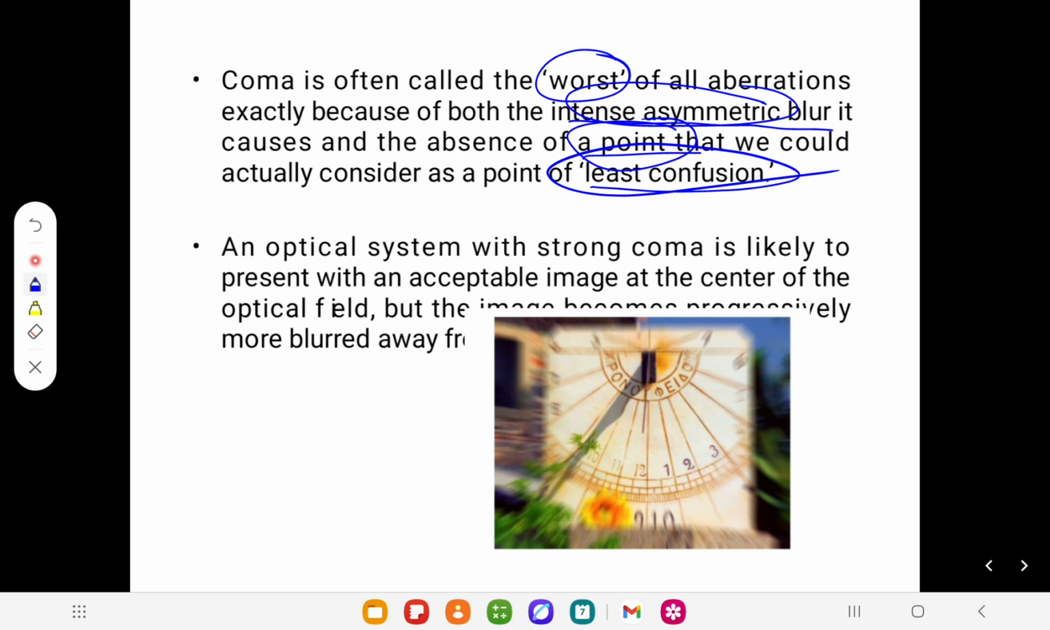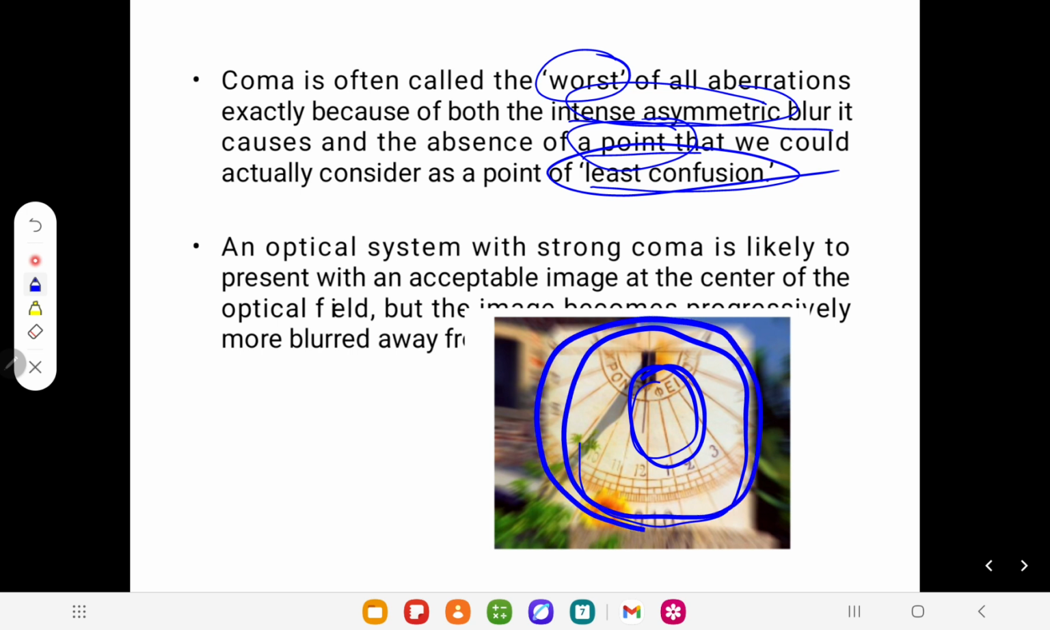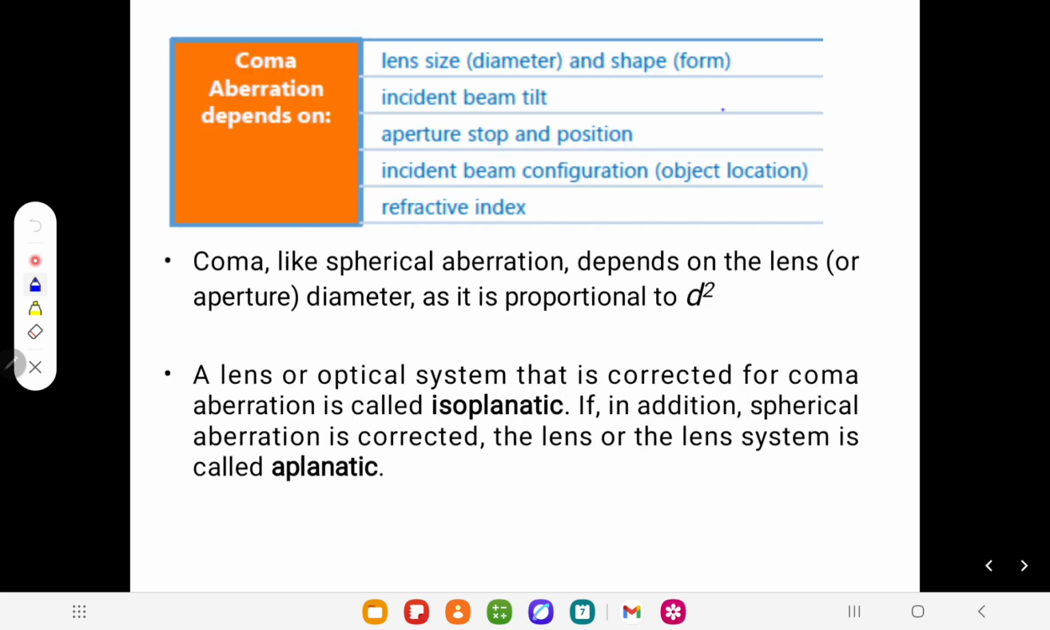An optical system with a strong coma is likely to present an unacceptable image at the center of the optical field, and the image becomes progressively more blurred. So its center is clearer in this picture, and the periphery is more blurred. This is how this type of aberration is seen in the case of coma. Coma depends on lens size, shape form, and the incident beam should be tilted, not straight. Then the aperture stop position: if the aperture stop is smaller and positioned within the beam of the optical system, it will create less coma.